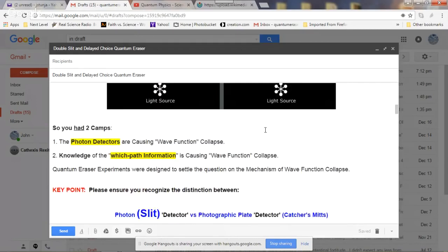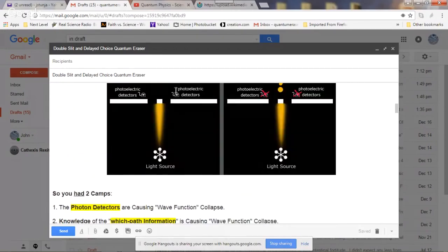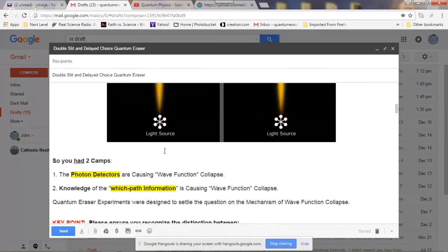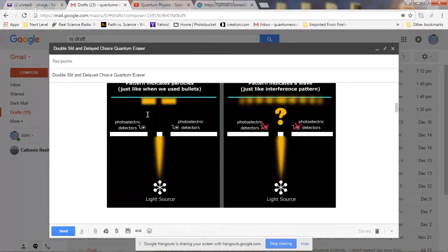And so you had two camps. So you had the photon detectors are causing wave function collapse up here. Right? The only other thing is knowledge of the which path information is causing the wave function to collapse and give these two columns, or not an interference pattern.